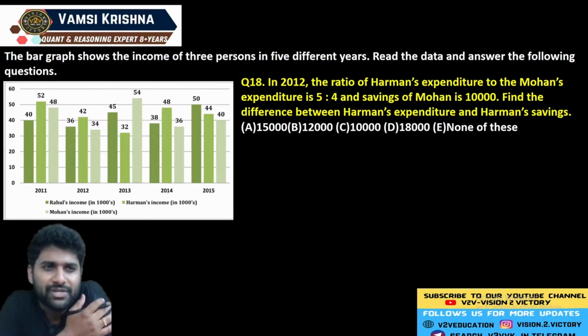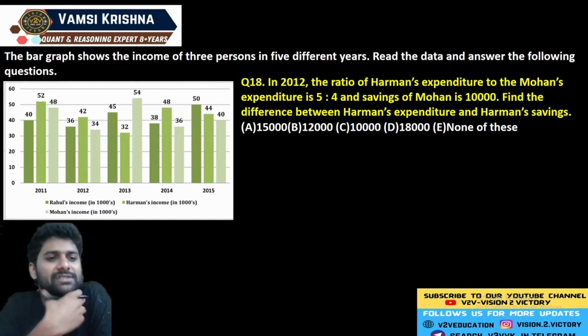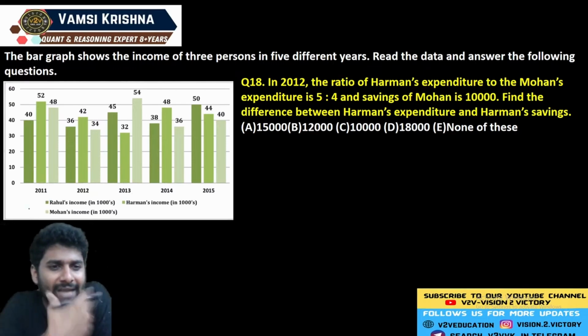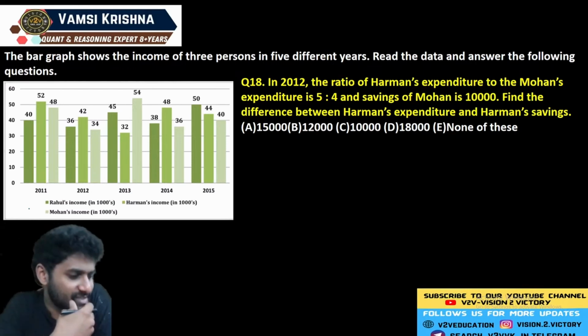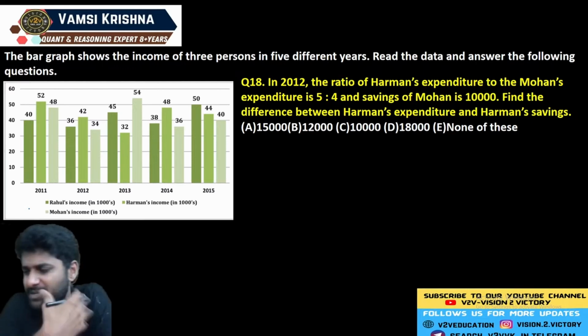So first, read the information. The bar graph shows the income of three persons in 5 different years. Read the data and answer the following questions. Here, the first bar represents Rahul, the next one is Harman's, and the last one is Mohan's. The incomes are given in numbers, but each number represents thousands. I can understand that information while seeing this picture.